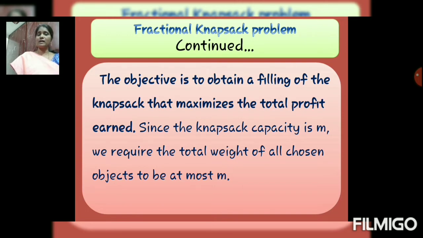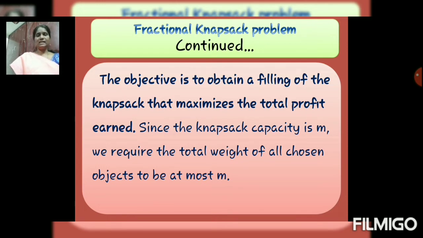Okay, you can fill up the bag in many ways. Whichever solution gives you the maximum profit is declared as the best solution. Normally we solve this fractional Knapsack problem using greedy.